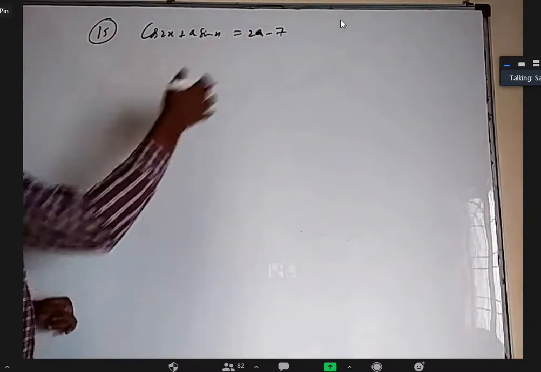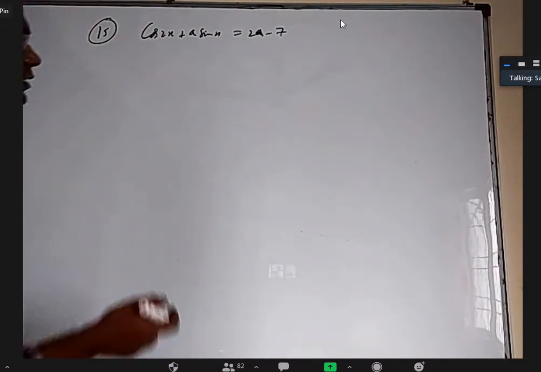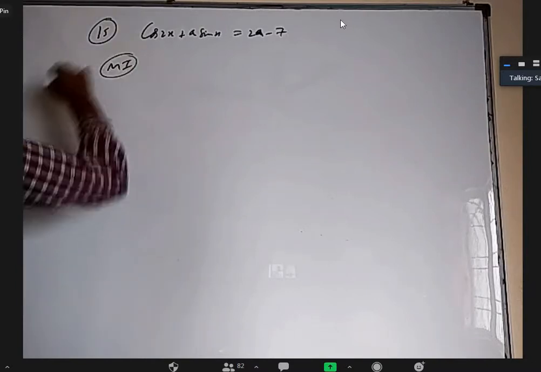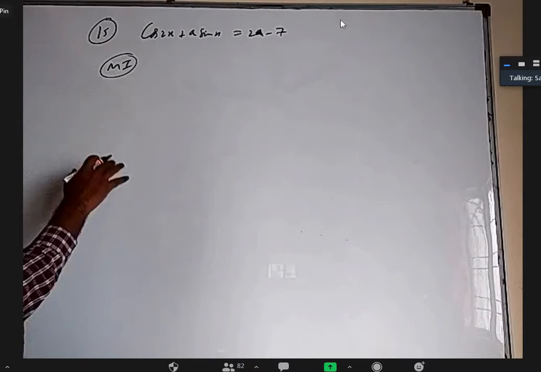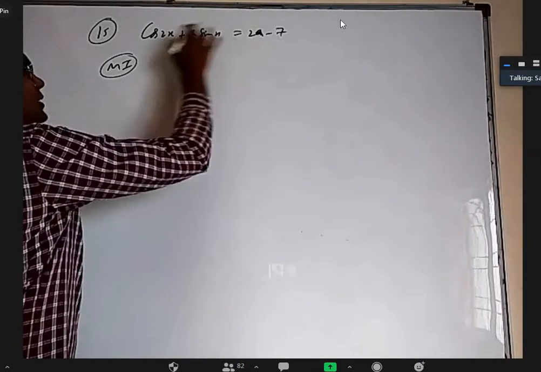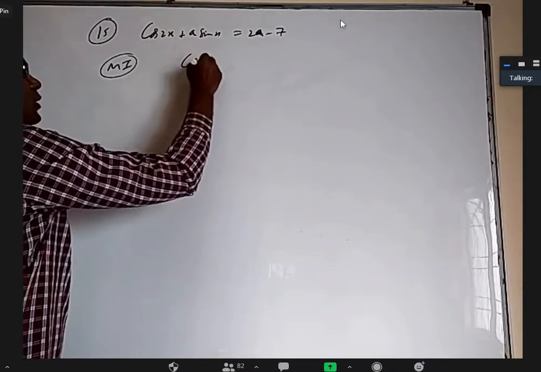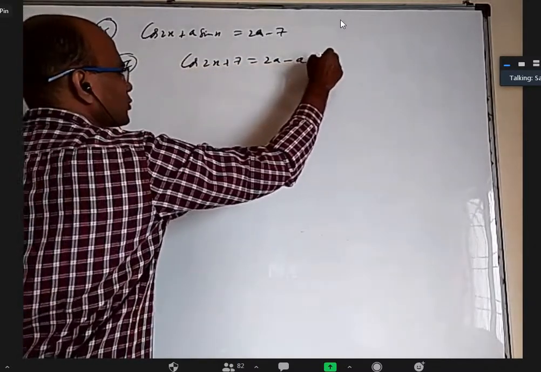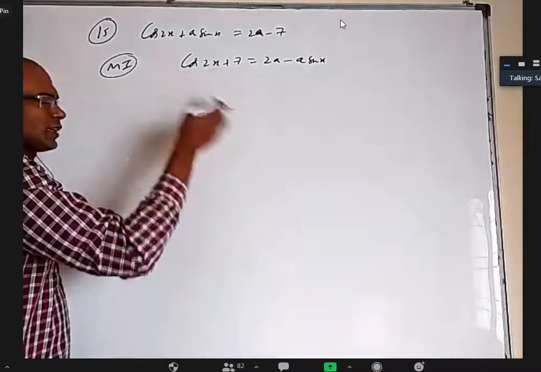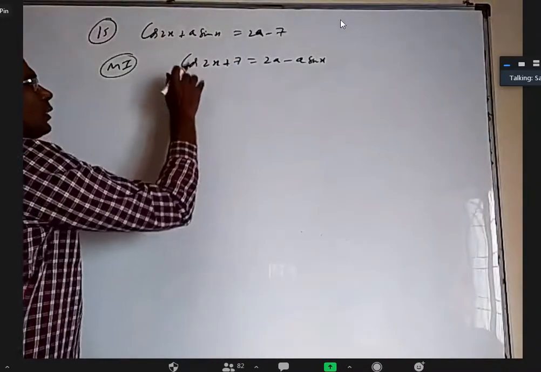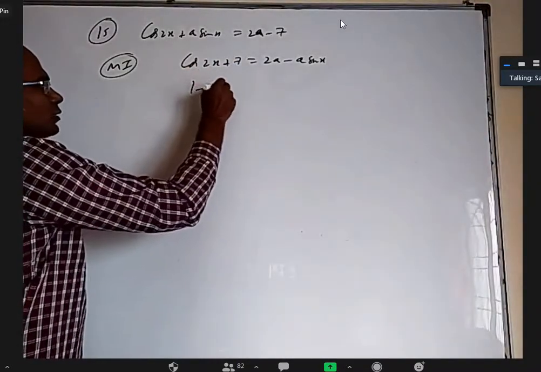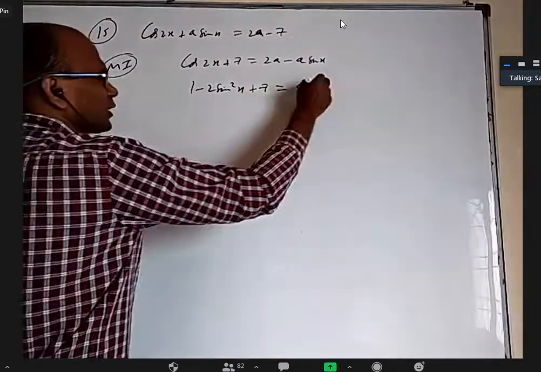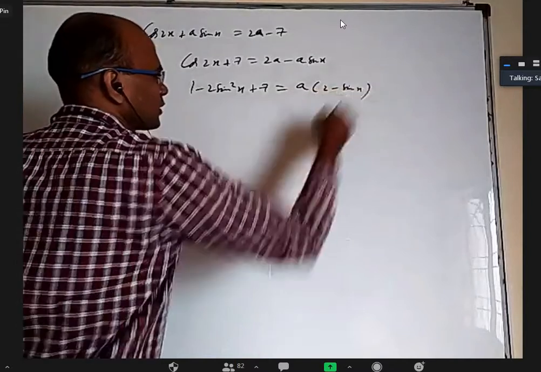Of course, if you factorize, it's coming easily. We'll do two methods. Even quadratic equation also will come in a slightly different way. I'll tell you what is that. Method 1, first of all, I want to identify what is a. So bring this 7 here, this a sin x that side. Cos 2x plus 7 is equal to 2a minus a sin x. This cos 2x I can write 1 minus 2 sin square x plus 7. If I take a common, it is 2 minus sin x.